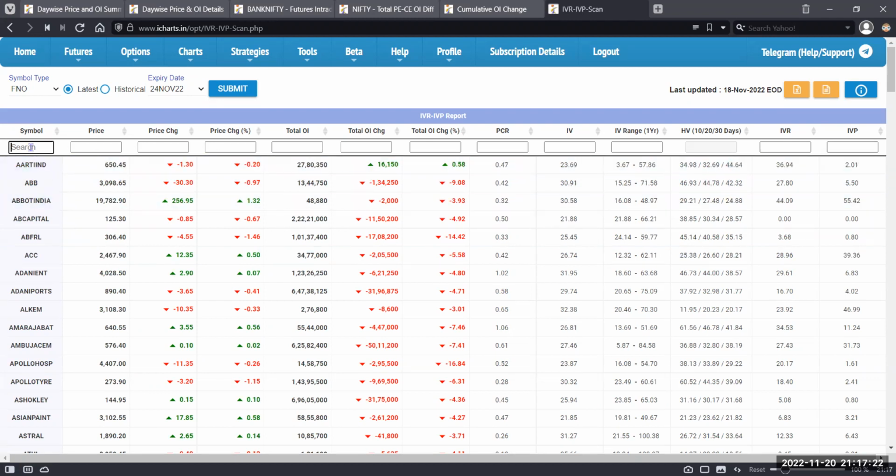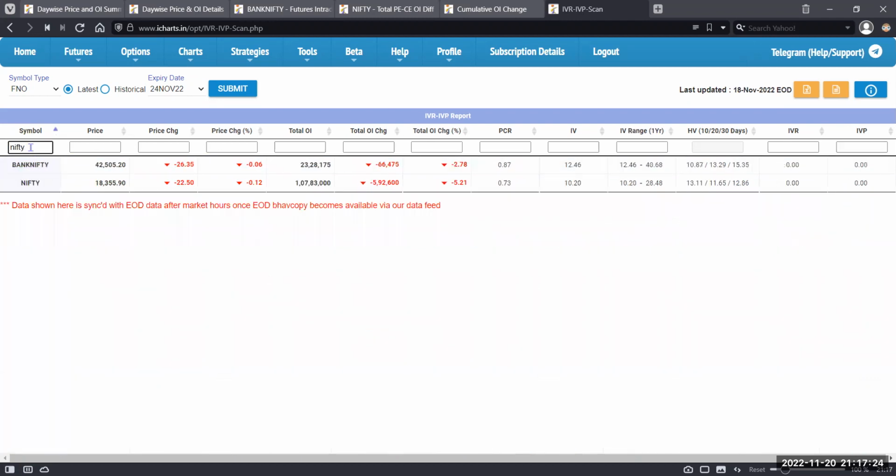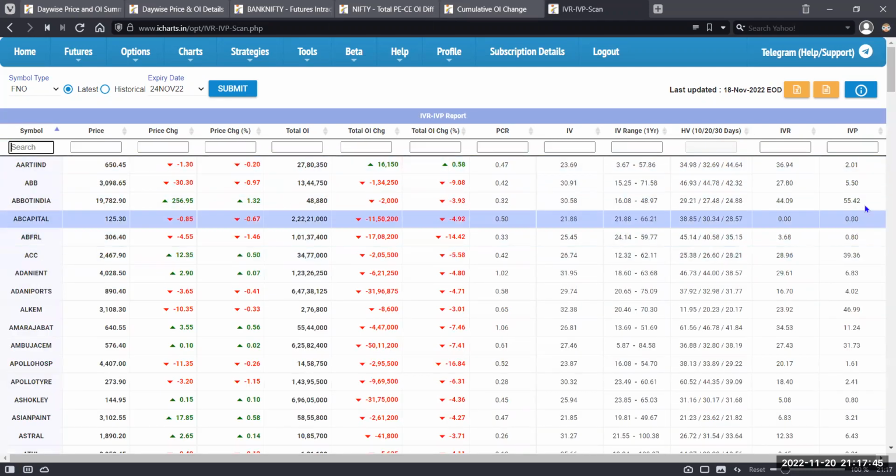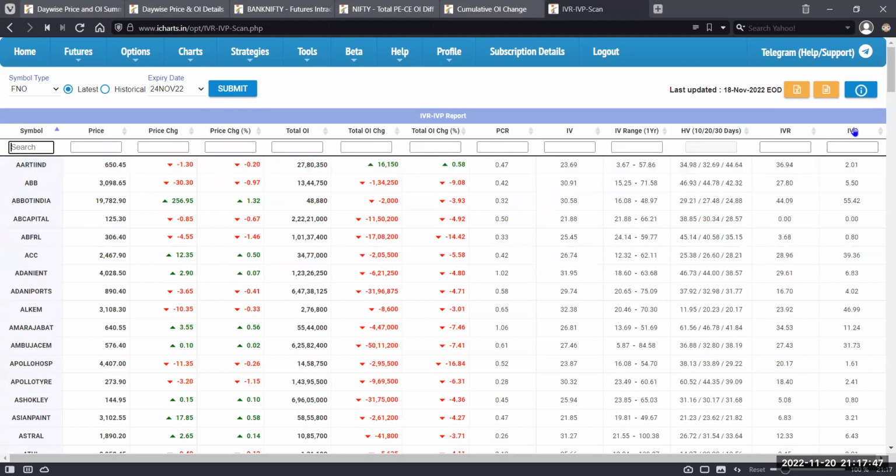If you see now, for example, Nifty and Bank Nifty are at 0, because currently the IVs that you are looking at are at the lowest point of the 1 year range. So these are extremely low IVs. This is what these two figures tell you. For my preferences, I'm a little bit partial towards IVP. I prefer IVP.